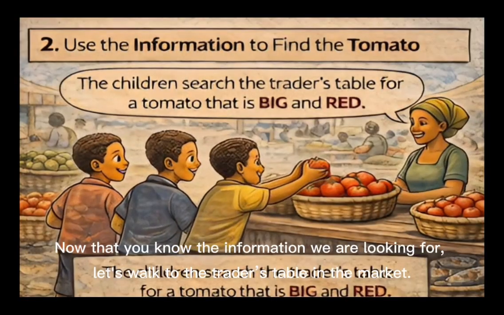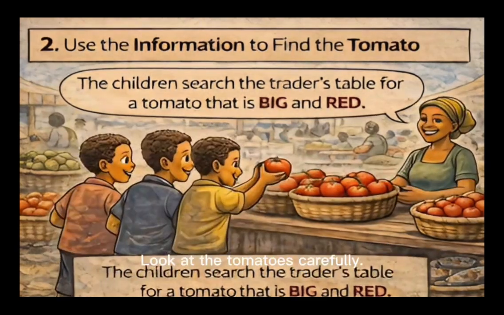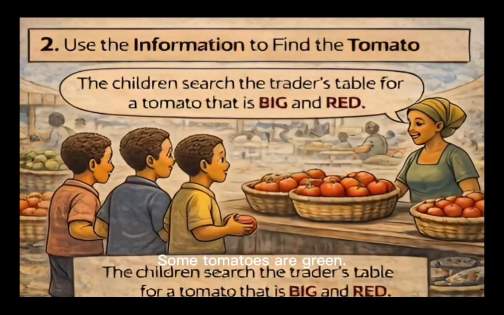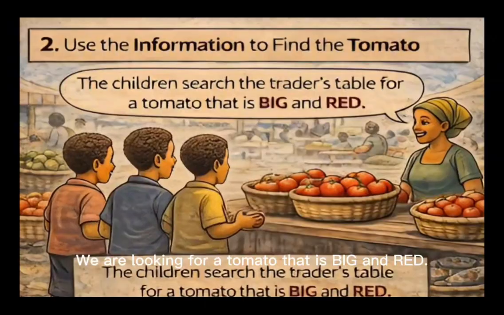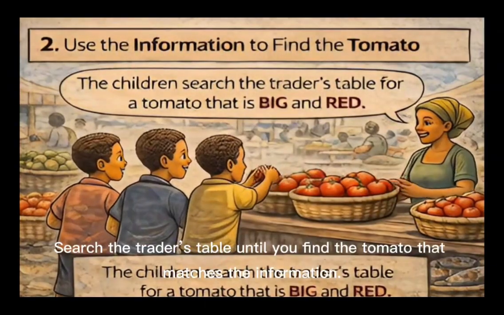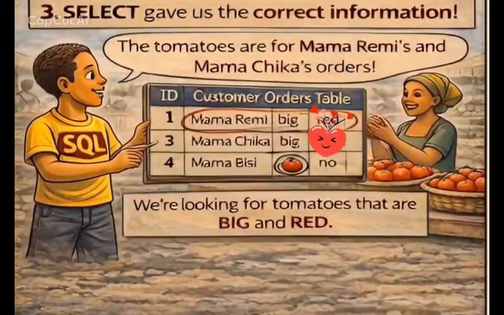Now that you know the information we are looking for, let's walk to the traders table in the market. Look at the tomatoes carefully. Some tomatoes are small. Some tomatoes are green. But remember the information written in the notebook. We are looking for a tomato that is big and red. Search the traders table until you find the tomato that matches the information. Awesome. Now we have the right tomato, big and red.